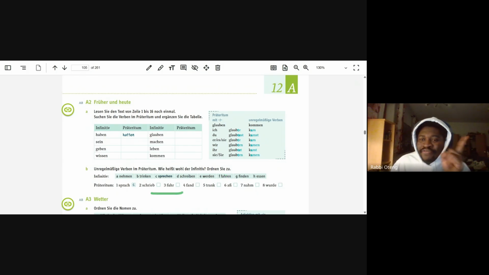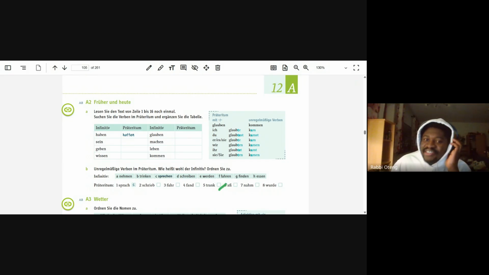When you say I drove the car yesterday: ich fuhr das Auto gestern, or gestern fuhr ich das Auto. You don't say ich fuhre. It doesn't come with an e. Finden is fand. It has no e at the end, so don't add it. So ich fand das Handy, not ich fande das Handy.